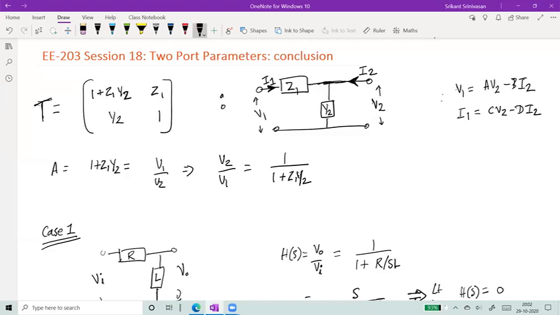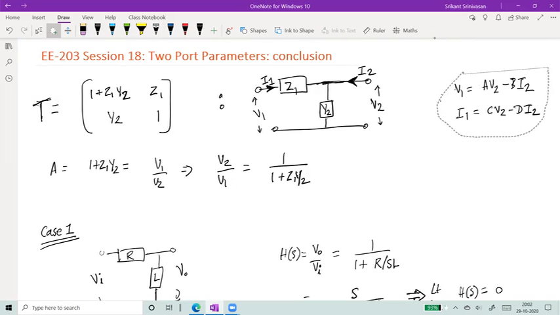We will have a short session 18 today to conclude the two-port network parameters. The last time we talked about the transmission parameters, which are represented by A, B, C, D. The equations are given here. So V1 is equal to A times V2 minus B I2, and I1 is C V2 minus D I2.